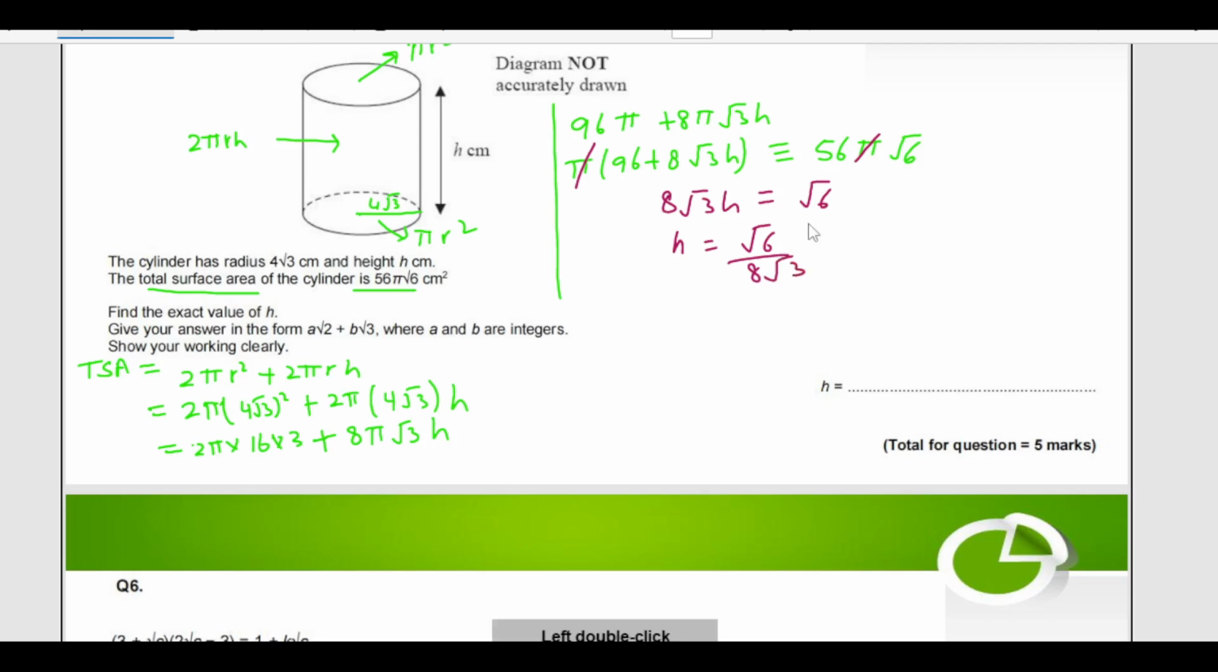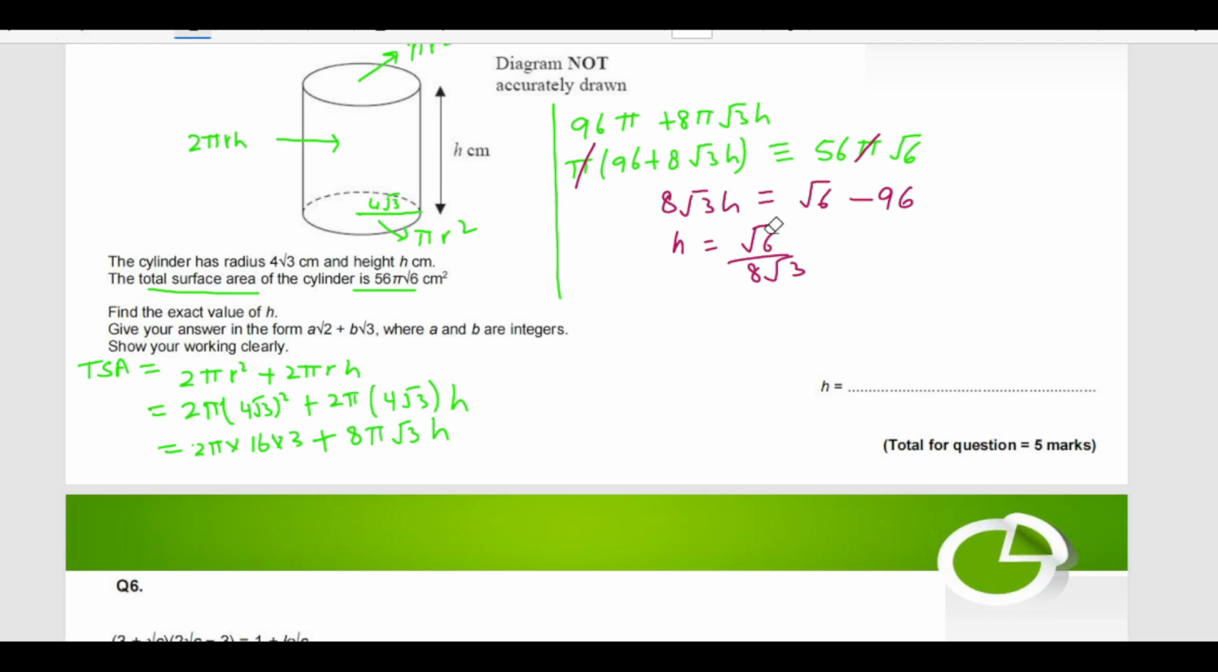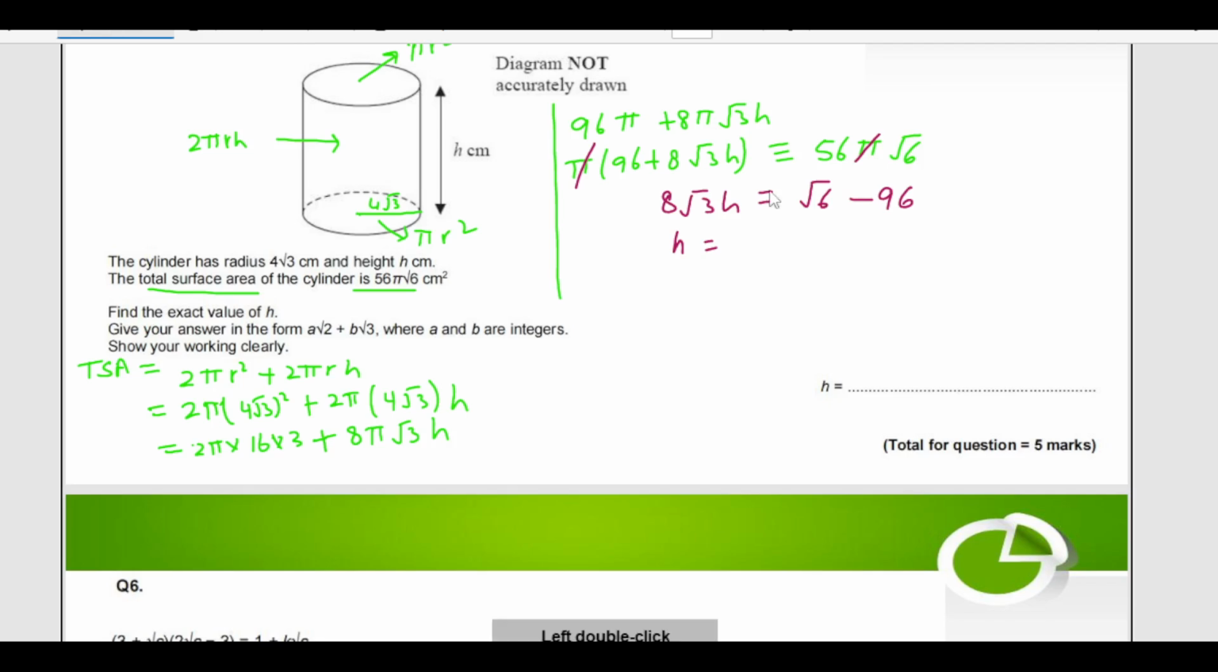Okay, so once you do this one, sorry, I missed this 96 here, so 96 goes on the other side. We have, sorry, I missed 56 as well. So we have here 56 root 6 minus 96 over 8 root 3.